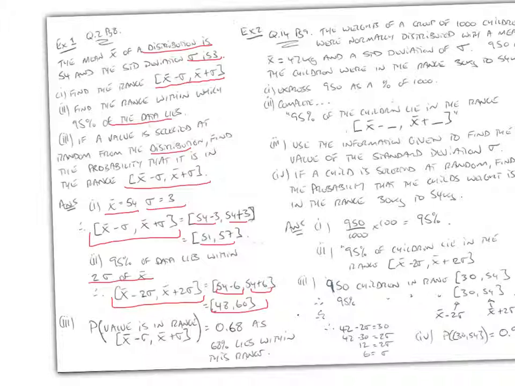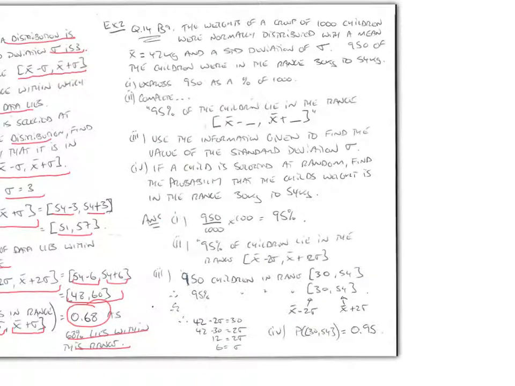And the probability that a value is in the range x bar minus 1 standard deviation, x bar plus 1 standard deviation is 0.68, as 68% of the data will lie within this range according to the empirical rule.